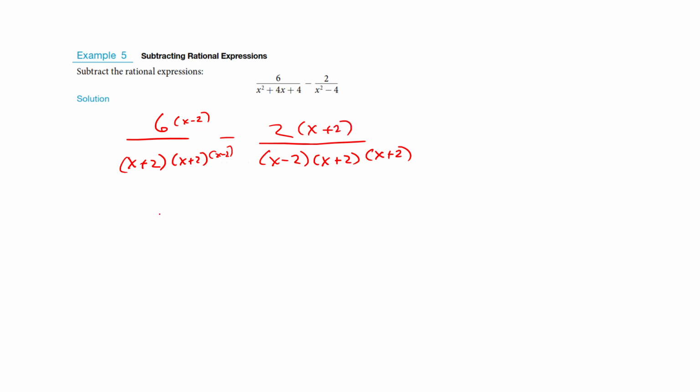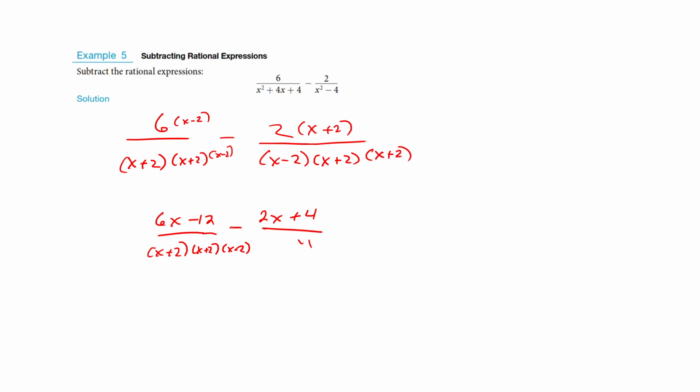Okay, so I'm going to multiply this through. I get 6x minus 12 on the top there. I'm going to leave this as a negative for just a minute. 2x plus 4 over here. Now, those denominators are a match. Now, I'm just going to ditto that over here. I don't want to write all that again.